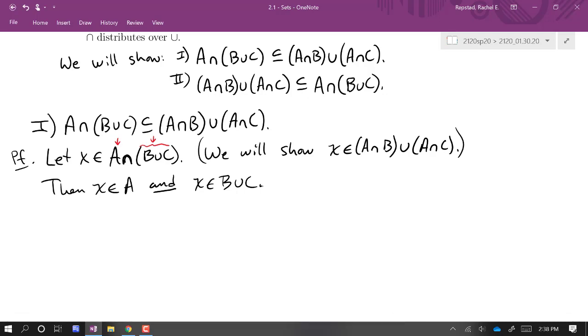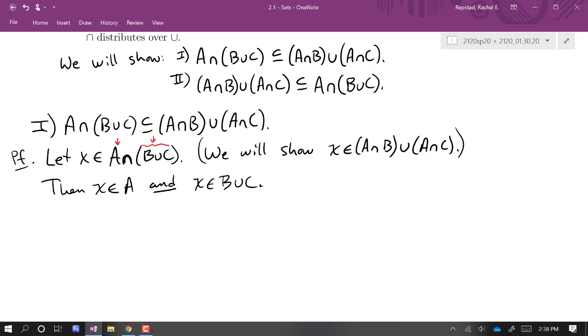So we want to show, let's just think about what it means, this is our goal, right, to get X over here. So let's think about what it would mean to be in this set over here. I want to show that X is in this union, the union of these two things. So I wanted to make sure, what does it mean to be in the union? It's in one or the other. It could be in both, but it doesn't have to be.